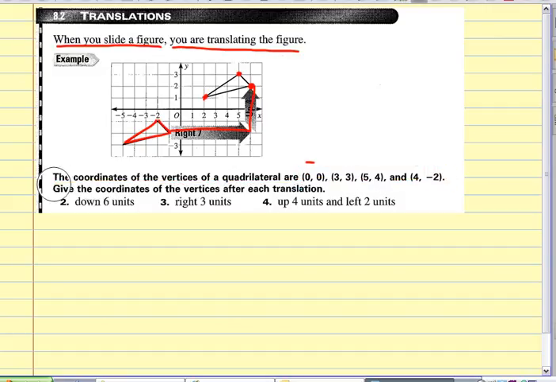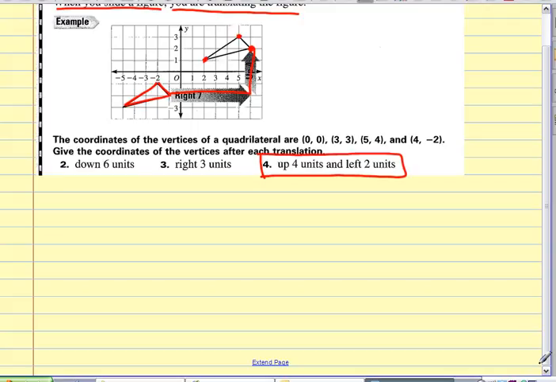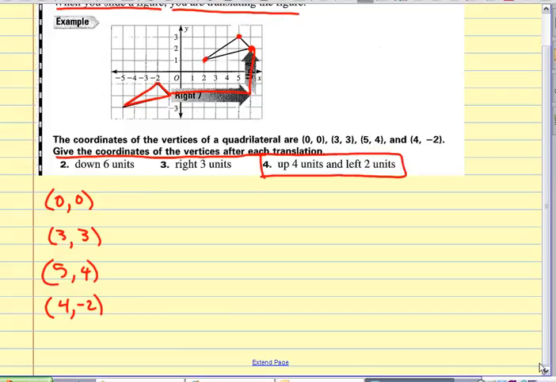Okay? We're going to do one of these problems. We're going to do number 4. And on number 4, I'm going to write down the coordinates of the vertices of this figure. And then we're going to give the coordinates of the vertices after the translation. Okay. (4, negative 2). Good. Now this first one says up 4 units and left 2 units. Let's deal with up first.